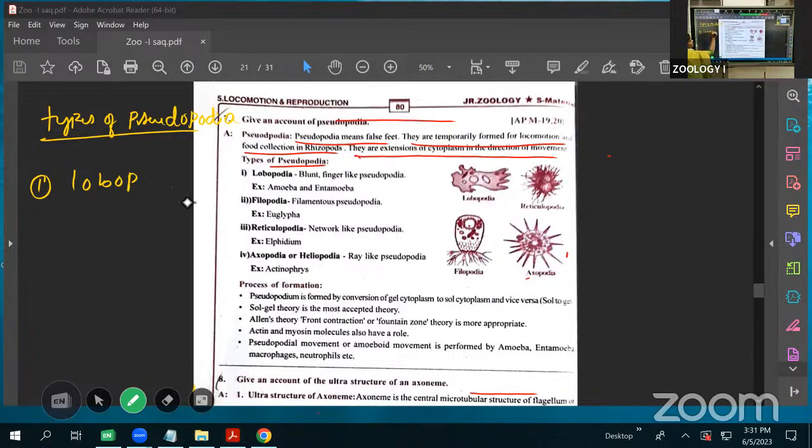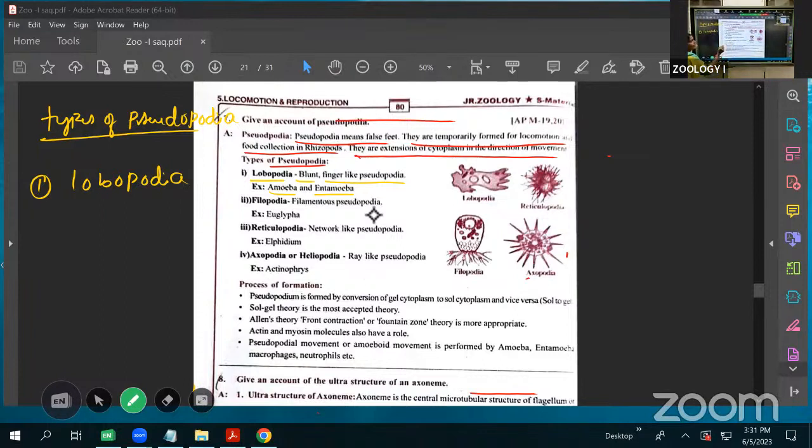Lobopodia. These lobopodia are blunt and finger-like. Blunt, see this one like this. Blunt, and say amoeba. Amoeba has it like this only. Blunt, finger-like pseudopodia. Example, amoeba and entamoeba. Parasites, entamoeba we discussed now. The trophozoite stage has the pseudopodia, na. That is the lobopodia only.